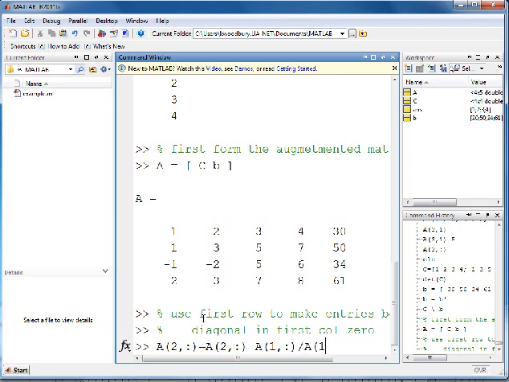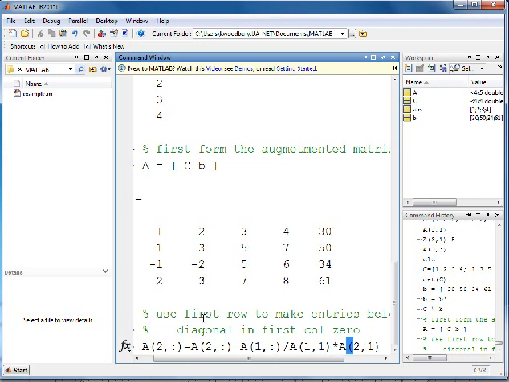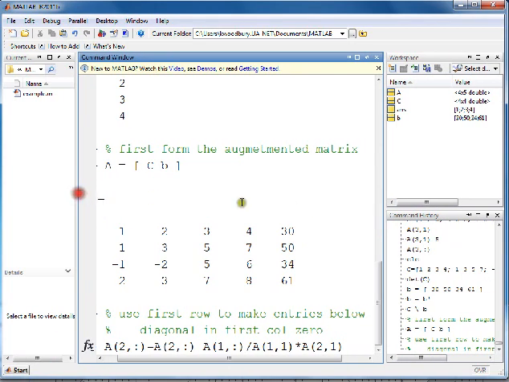But then multiplied by the lead element in the second row. And the window's not quite big enough. Let me see if I can squeeze this. Maybe I can squeeze it over this way.